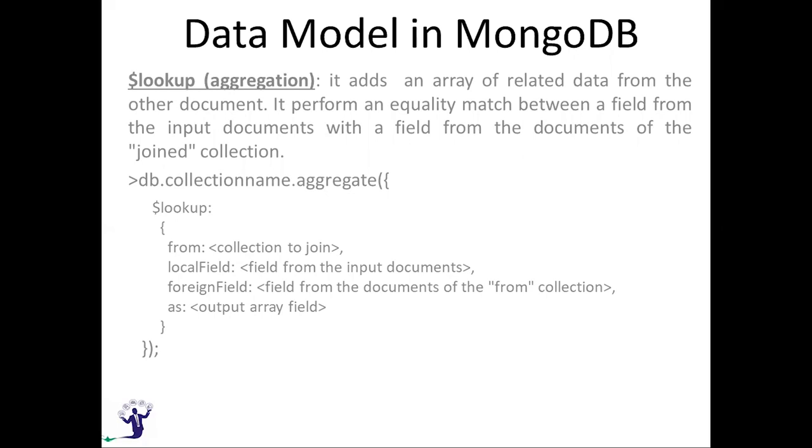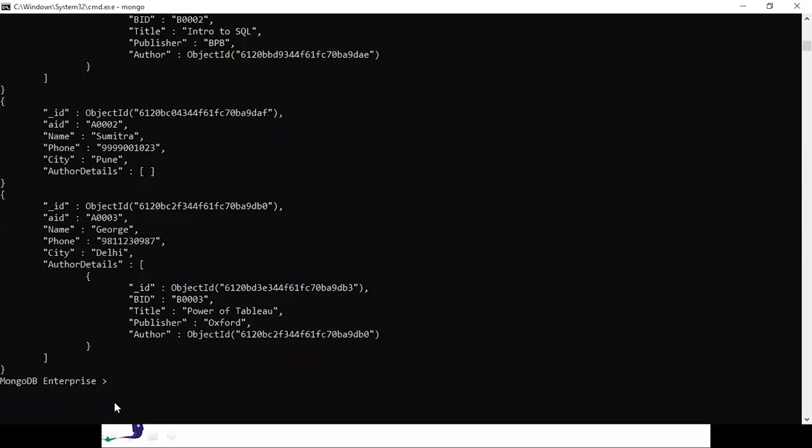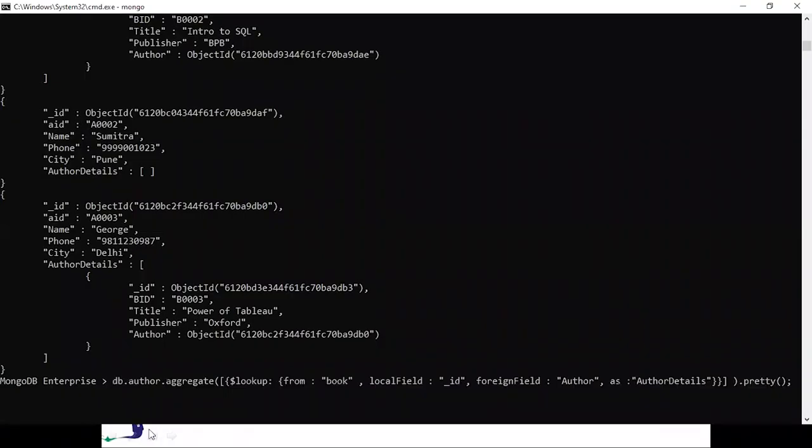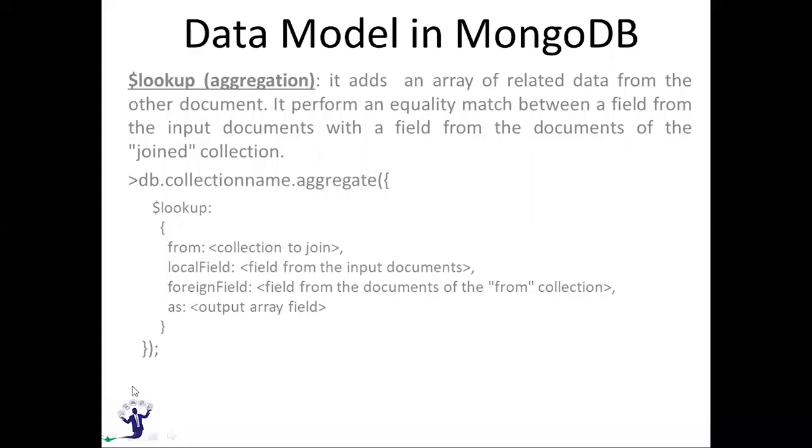It performs like an equality match. In simple words, to make it more simple, you can compare it with the lookup formula we have in Excel. Okay. Then dollar lookup from collection to join. So I want to have, as I have written over here, from book. I'm putting an aggregation on author, and I want to get the data from the book. So collection to join, which is the local field and which is the foreign field.